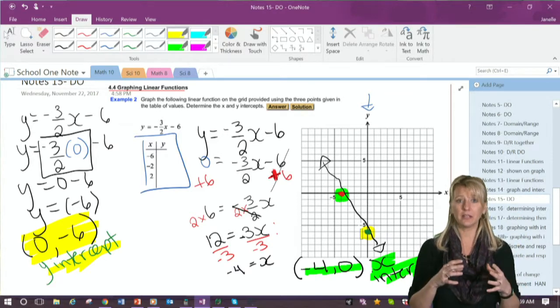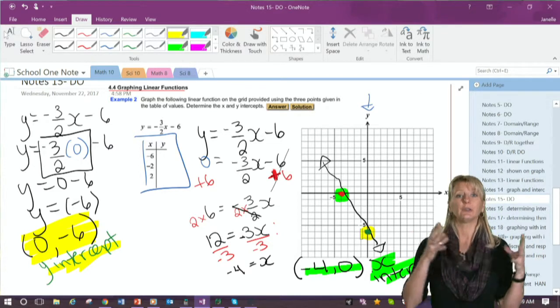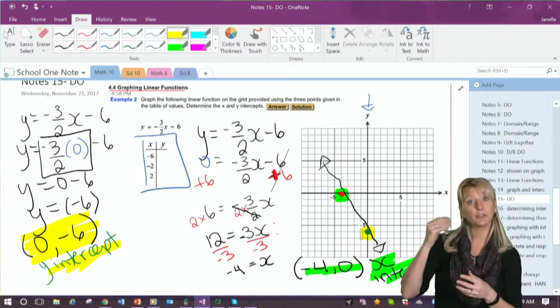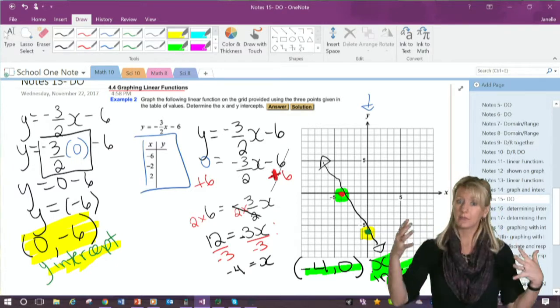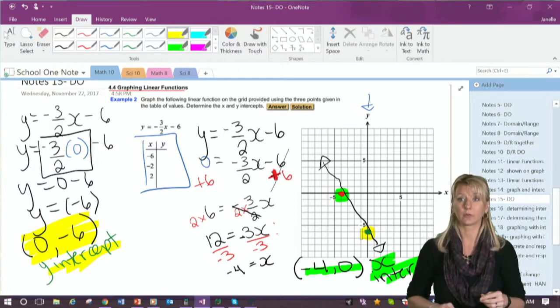So from now on, you could do a table of values. They might ask you to fill in the table of values and plot them on the line. Or they might say, using the x-intercept or using the y-intercept, find out how to draw it, or what is the answer, okay?